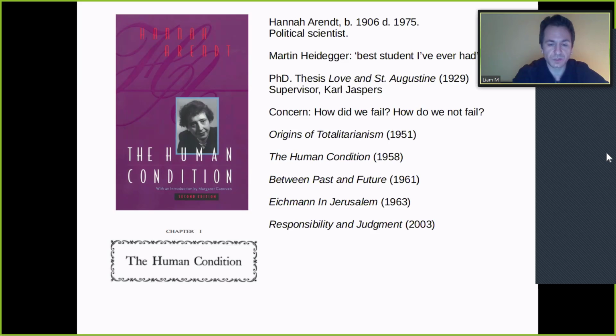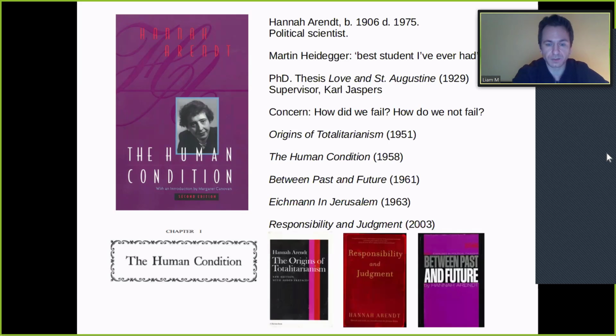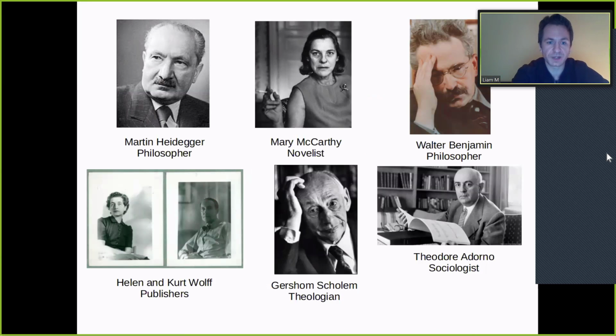For this presentation, we're going to look at three major aspects that are talked about in The Human Condition, which are labor, work, and action, and what those activities mean, or action and speech. And to understand them better, we're going to supplement with some ideas from Origins of Totalitarianism, Responsibility and Judgment, and Between Past and Future. Arendt was, just some more info about her, friends with many great thinkers of the time, philosophers, novelists, theologians, and artists, and the like. And so this is some of her friends.